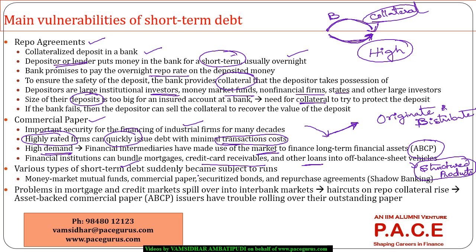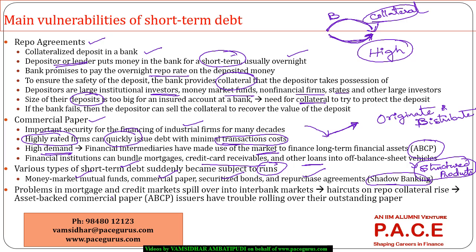Various types of short-term debt, you find that during the crisis, they were all subjected to runs. All those investors who had invested heavily in these short-term commercial papers, especially the money market mutual funds, who are among the major investors in all these short-term instruments, they all came out as alternative sources of short-term debt: commercial paper, securitized bonds, repos. So this is what we called the shadow banking world.